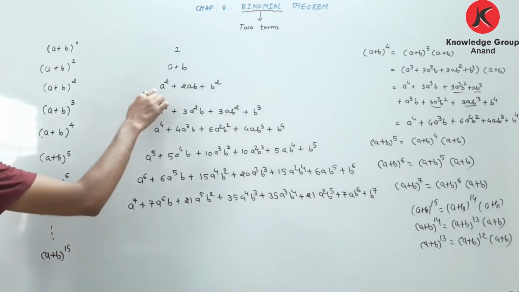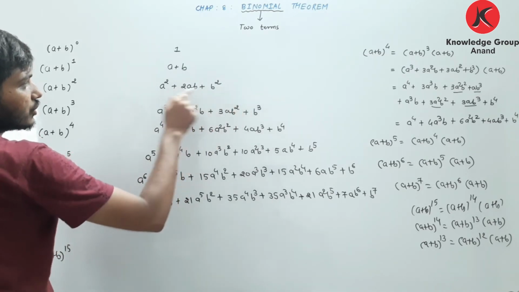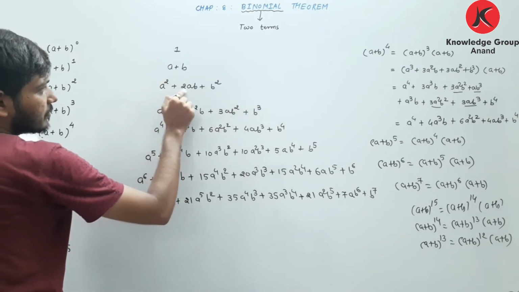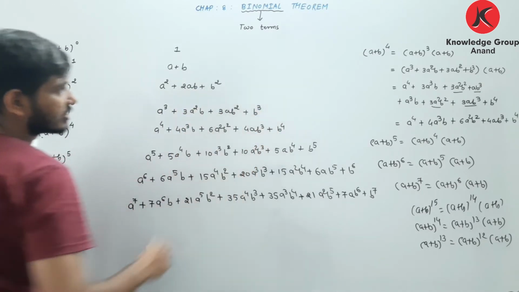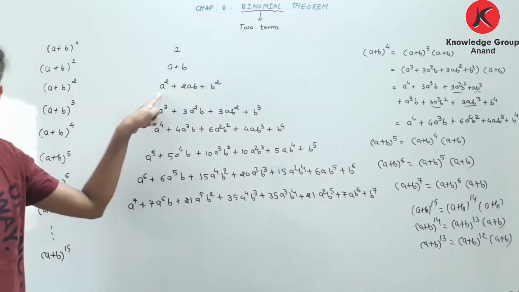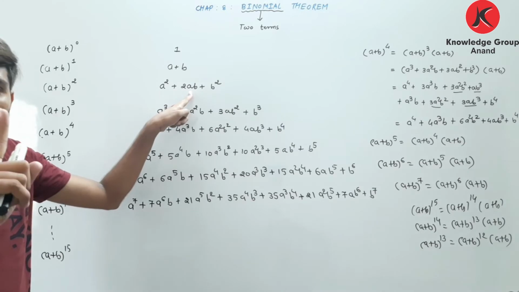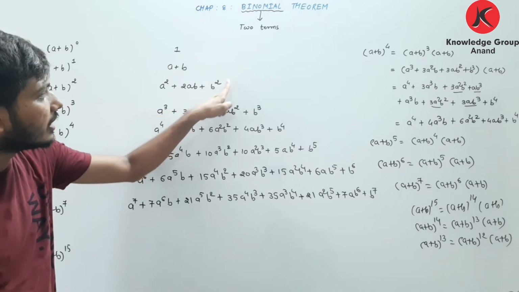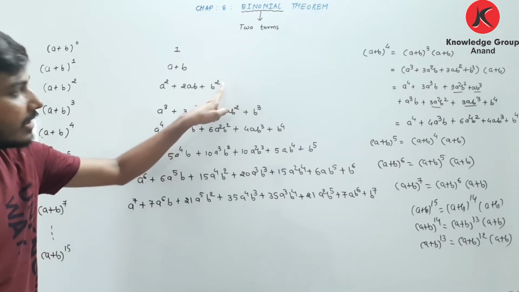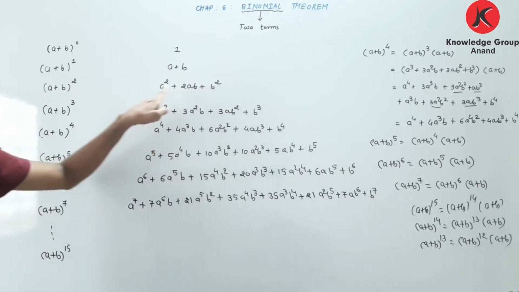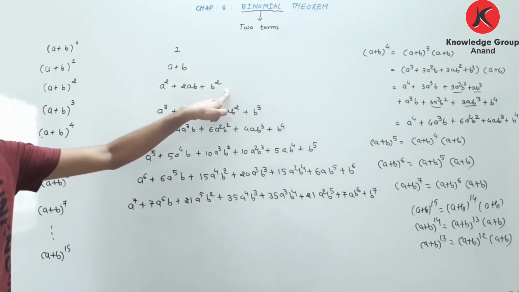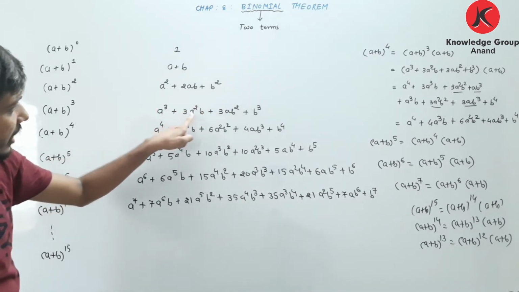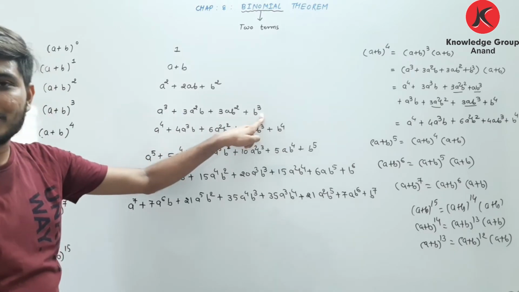હવે જોજો each and every terms માં a ની પાવર continuously decrease થાય. જો a square છે first term માં, પછી a ની પાવર 1, power of a is 1. In the last term power of a is 0, a raised to 0 લખાય. b square into a raised to 0 that means a square, a raised to 0 that means constant 1. A cube a square a raised to 0.